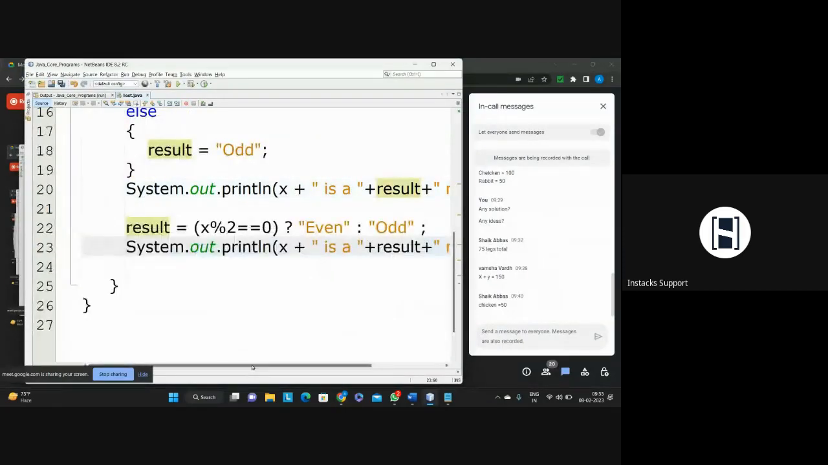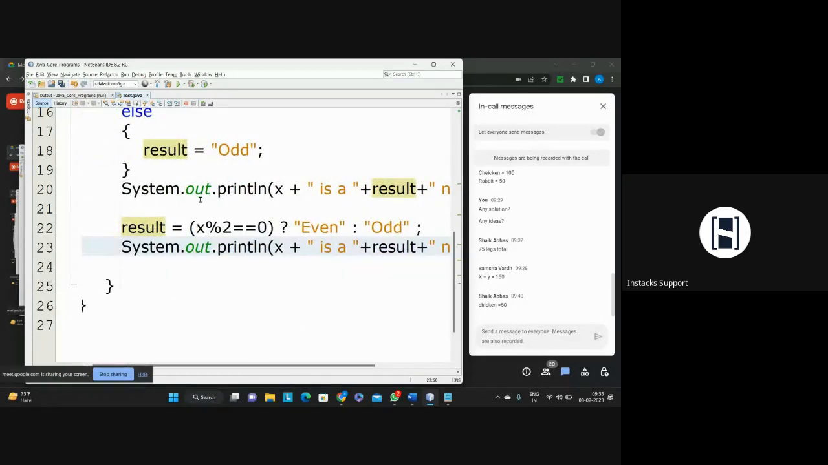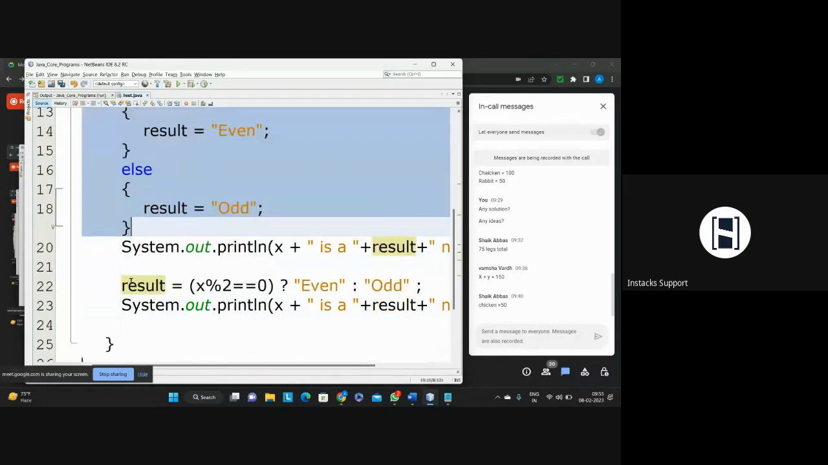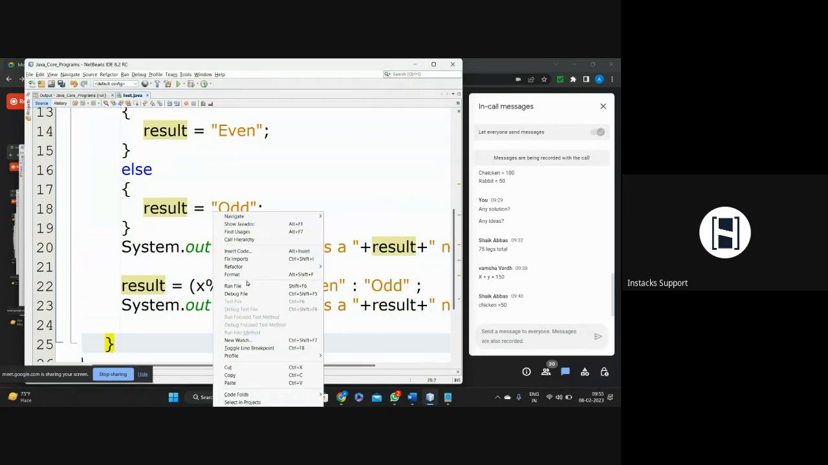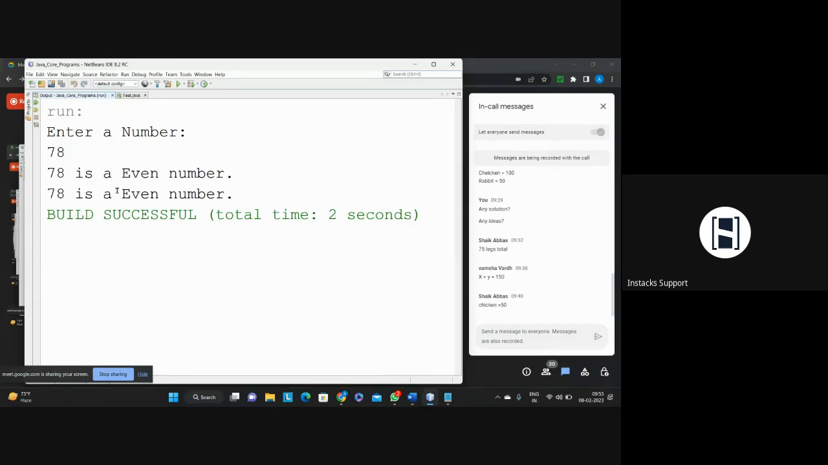Right. So have a look now. Writing code with 4 or 5 lines, I have replaced it with a single line. That is my conditional or ternary operator. Run the program. For the number, I'm giving 78. See, both are producing the same result. Whether I do it with the if else condition or with the conditional operator, same result.